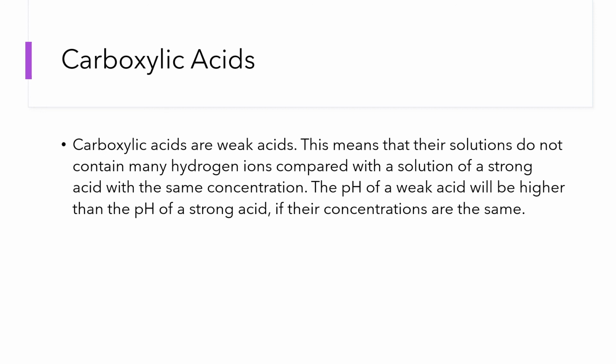Also, weak acid means that only a fraction of the molecules break down into ions when added to water. And because they're weak acids, they do not harm us when we eat or drink them in small amounts.